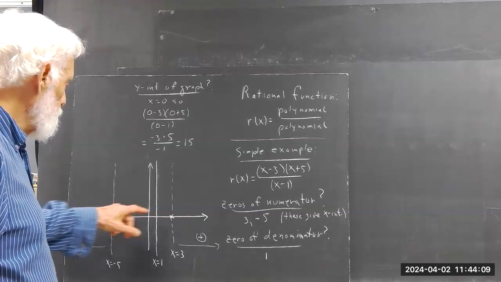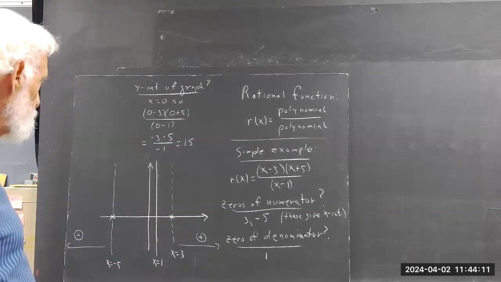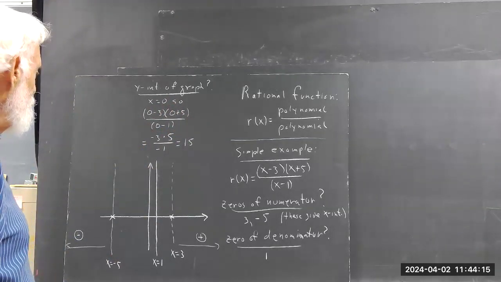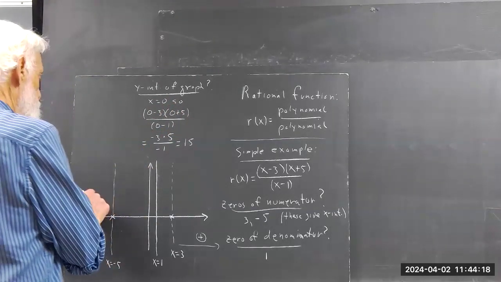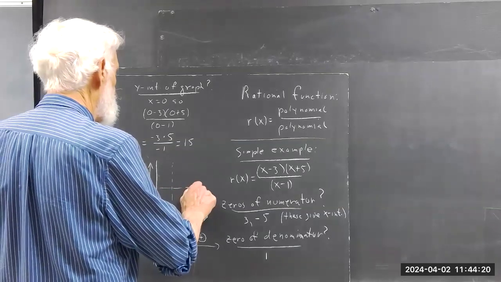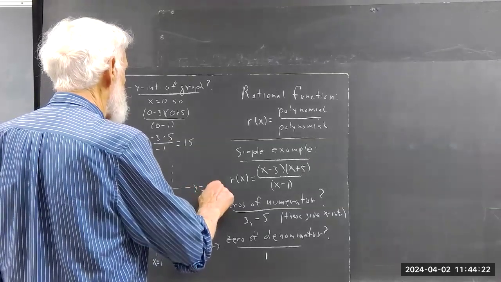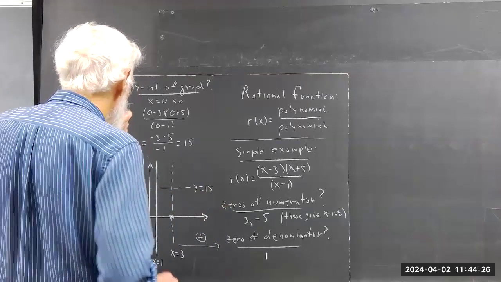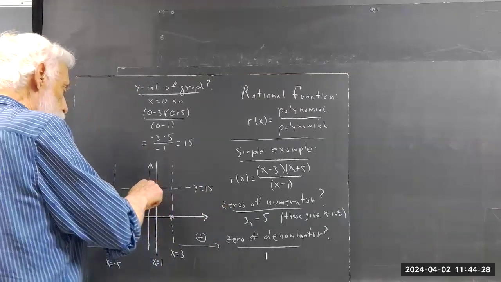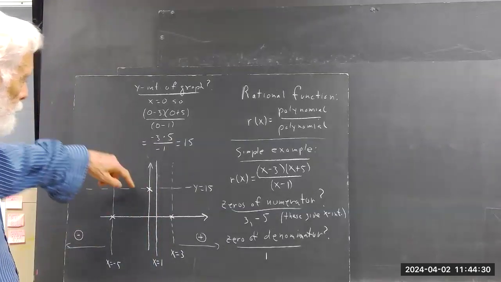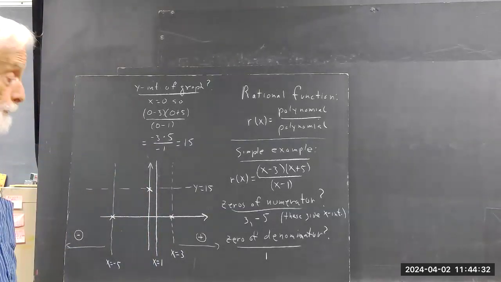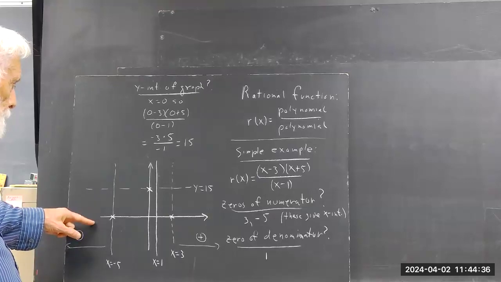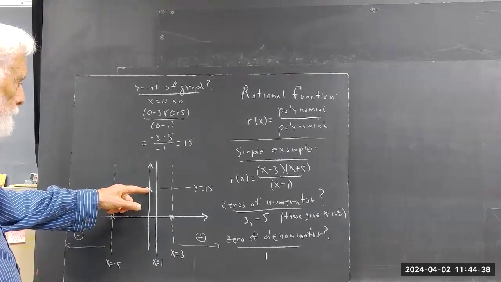And I know it's got to go through this point and this point, and it's also got to go through the y-axis at 0, 15. So I'll go ahead and draw the dotted line for y equals 15. And now I've got a scale and I can locate my y-intercept. So I've got to be negative over here. I've got to go through this and up here.